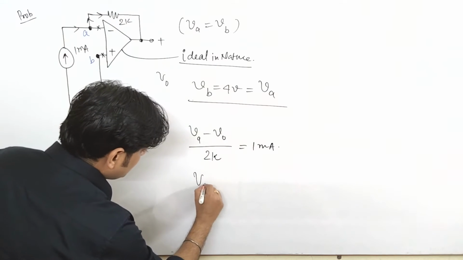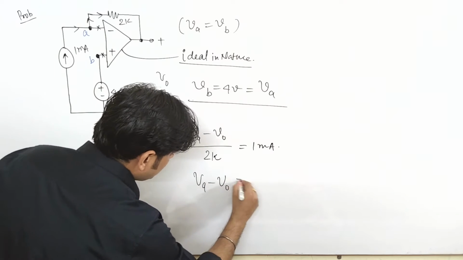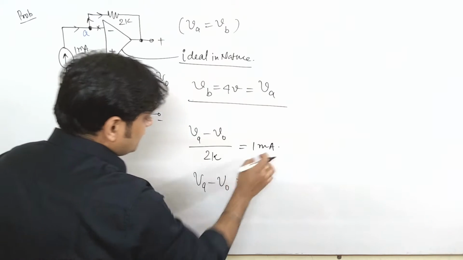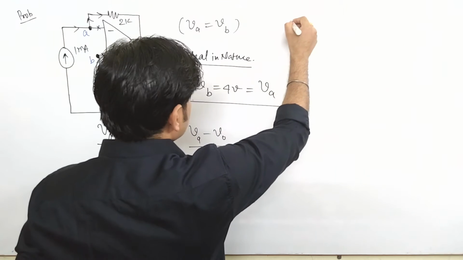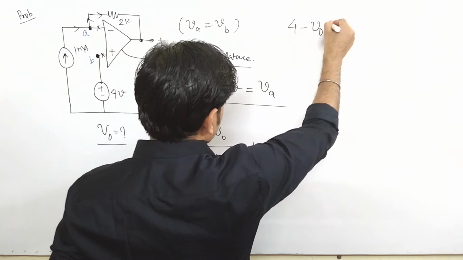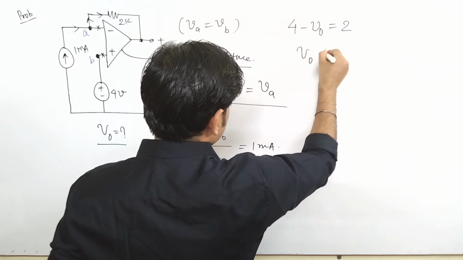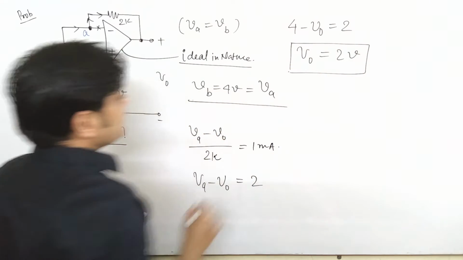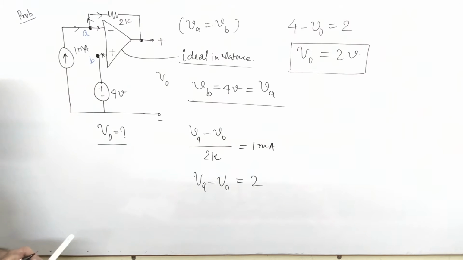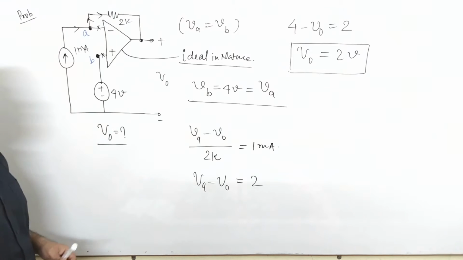So from here you can say that VA minus V0 is equal to 2. Kilo and milli will cancel out. You know the value of VA, that is 4 volts. So 4 minus V0 is equal to 2, and you can say the value of V0 comes to be 2 volt. So this is your first answer for V0. In this way we have found the value of V0. We'll see the next problem.